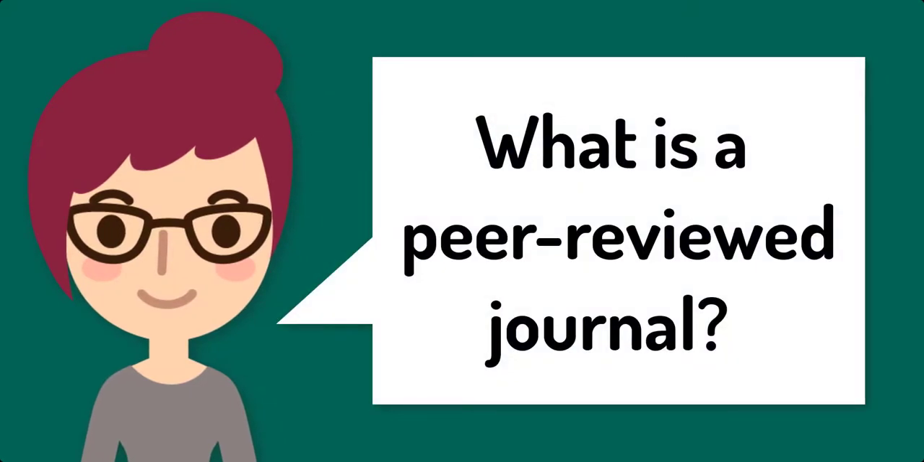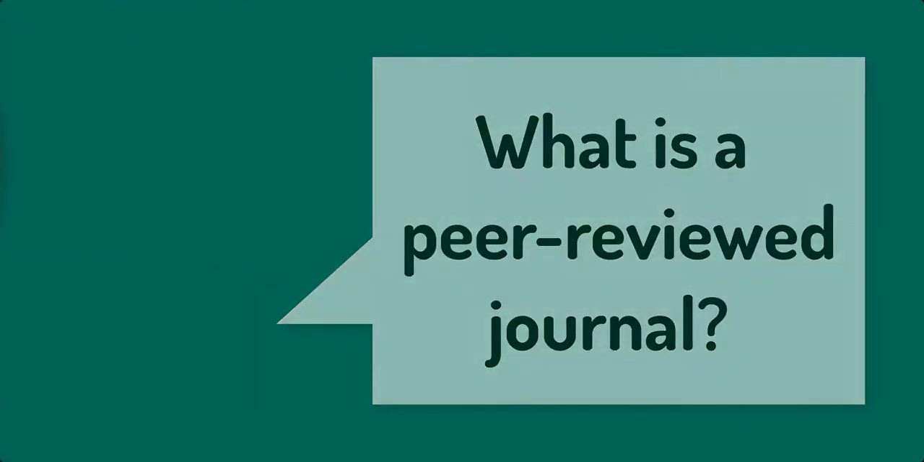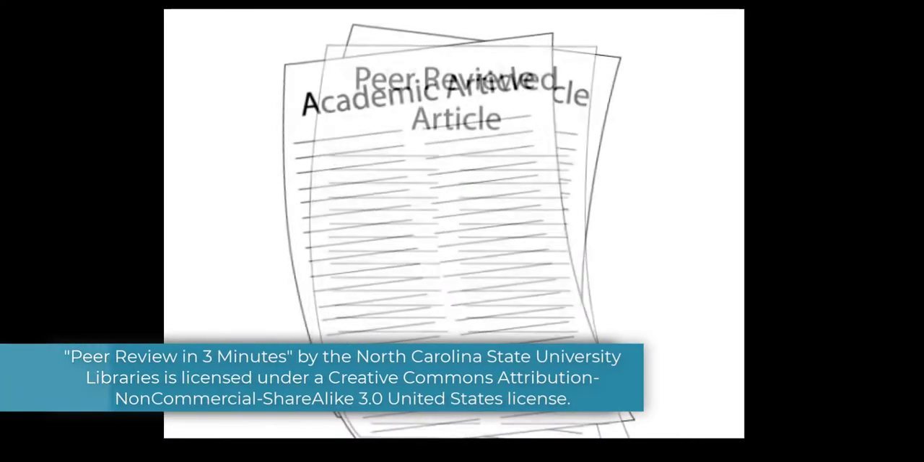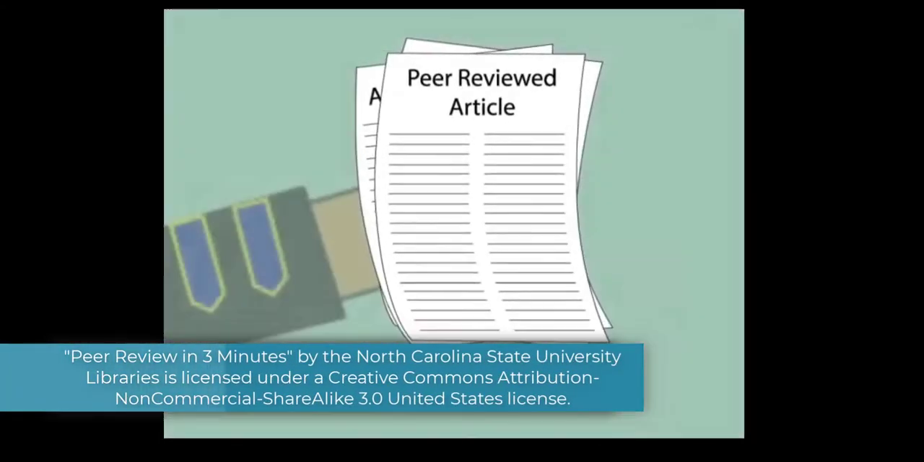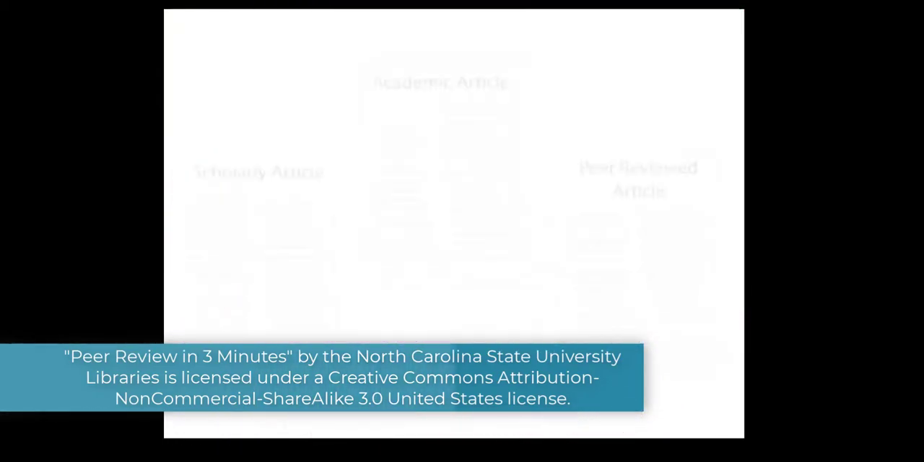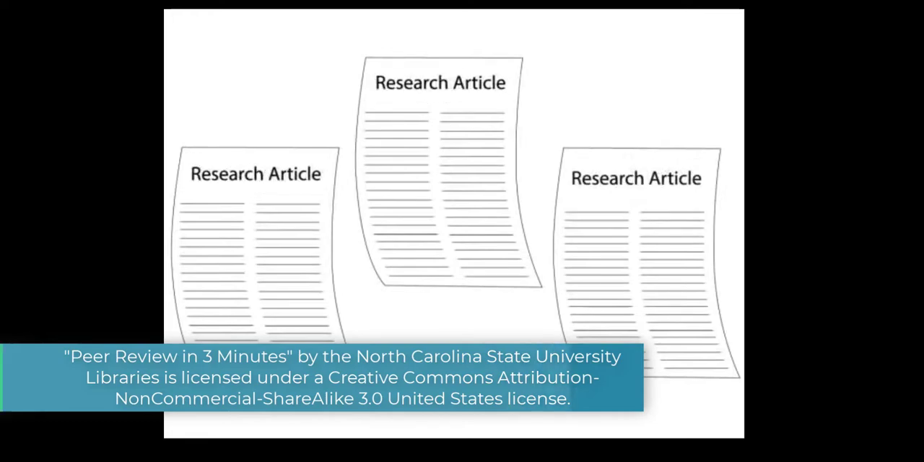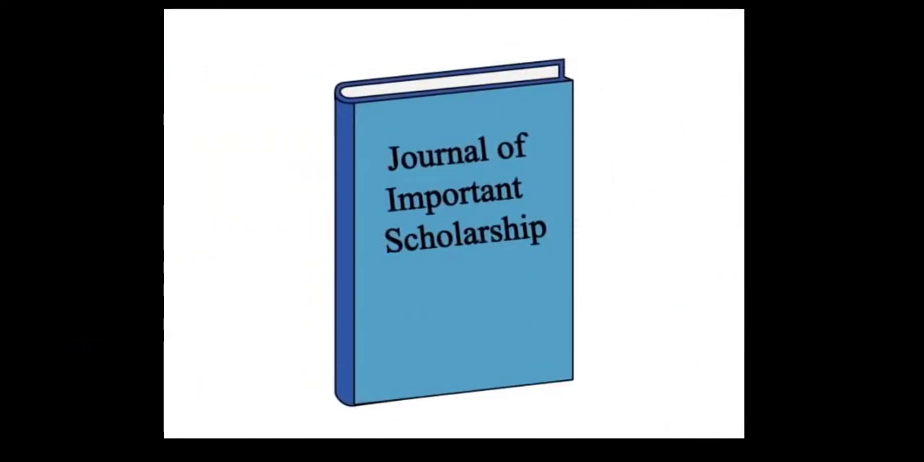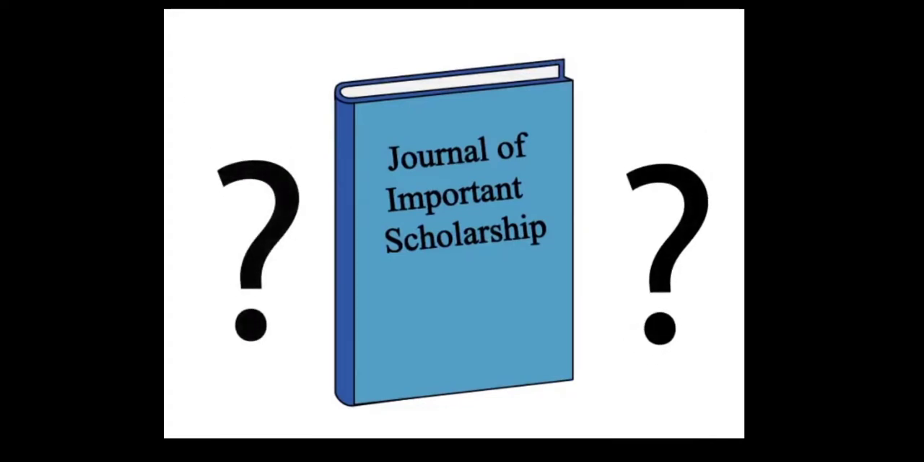So before we begin, what is a peer-reviewed journal article? This quick video will show you what makes a peer-reviewed article different from other resources. Scholarly articles, academic articles, peer-reviewed articles. You may have heard these terms used by your professor, but what do they mean? Essentially, these are all different ways of describing the same thing, research articles that have been published in scholarly journals. But what is a research article? And how does it get published in a scholarly journal?